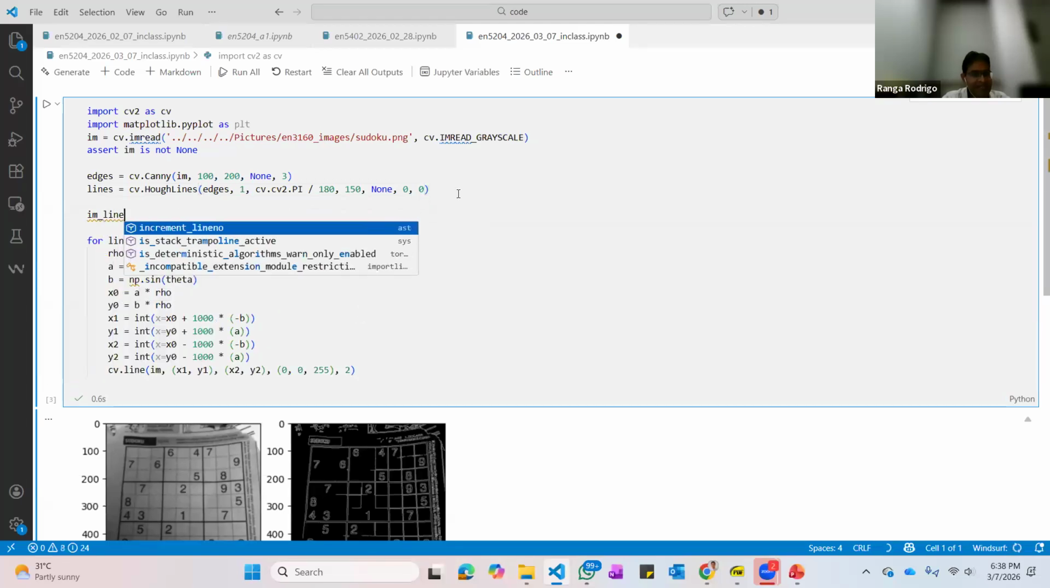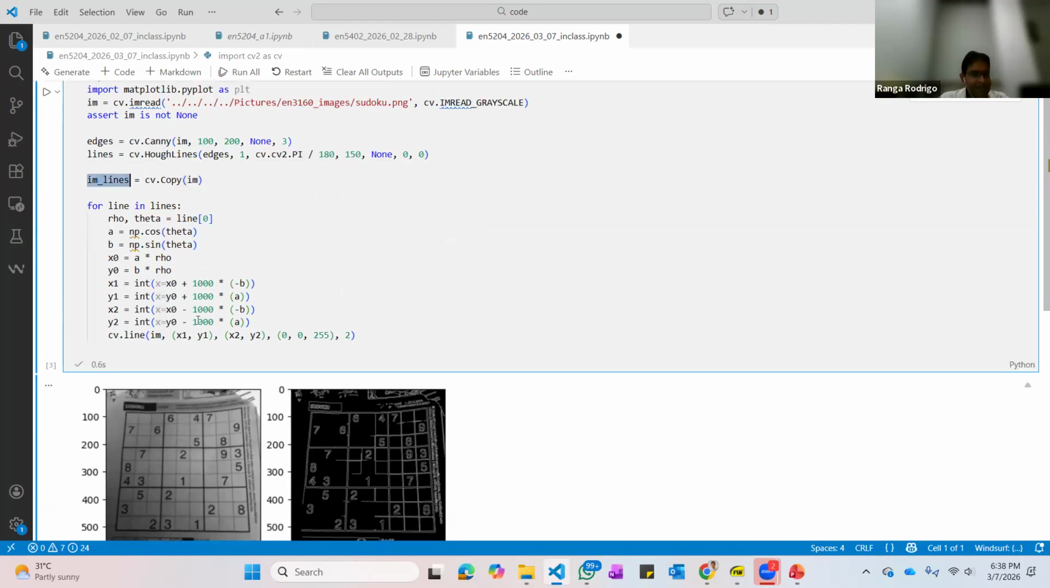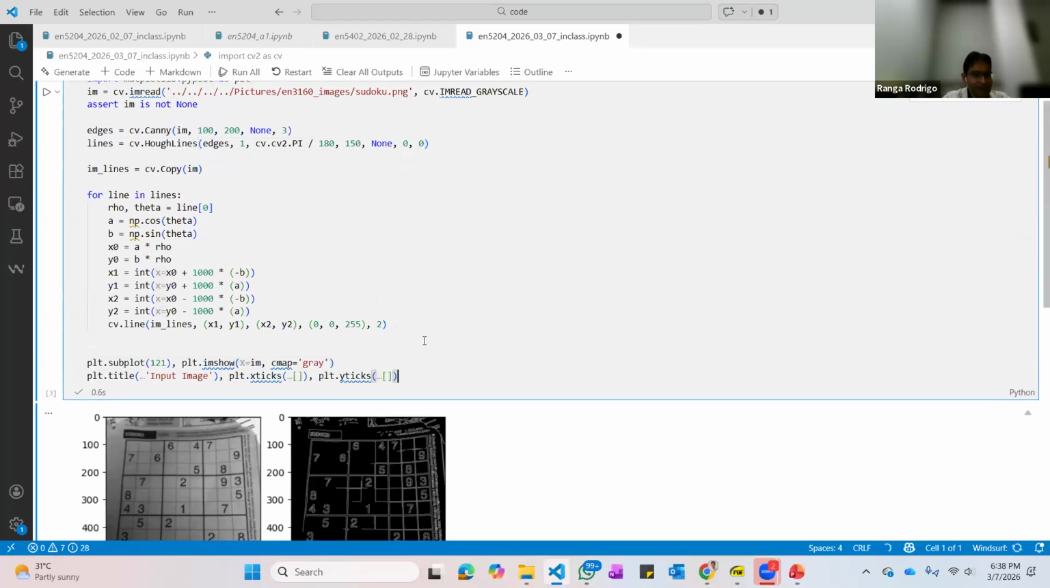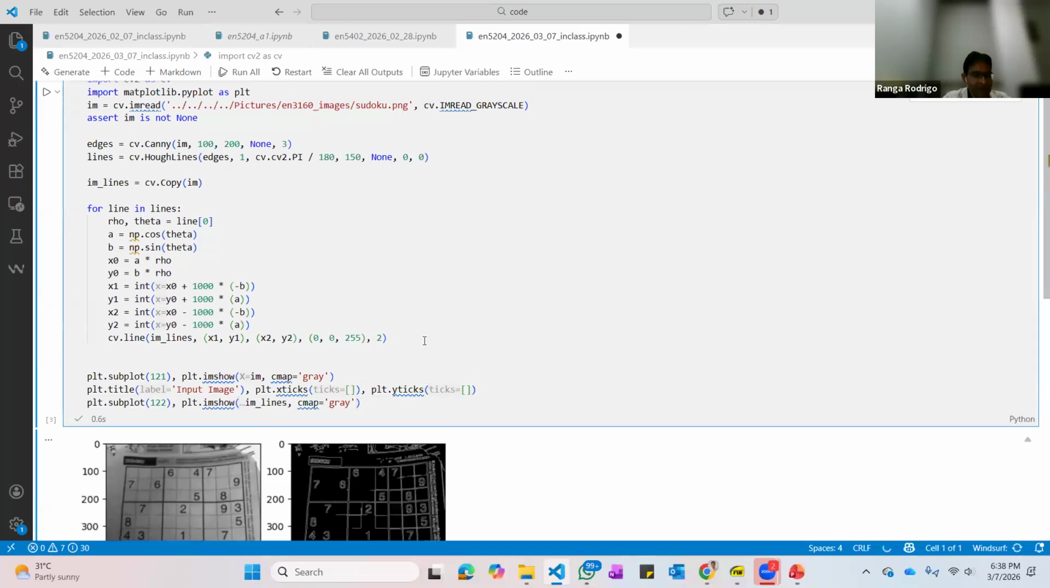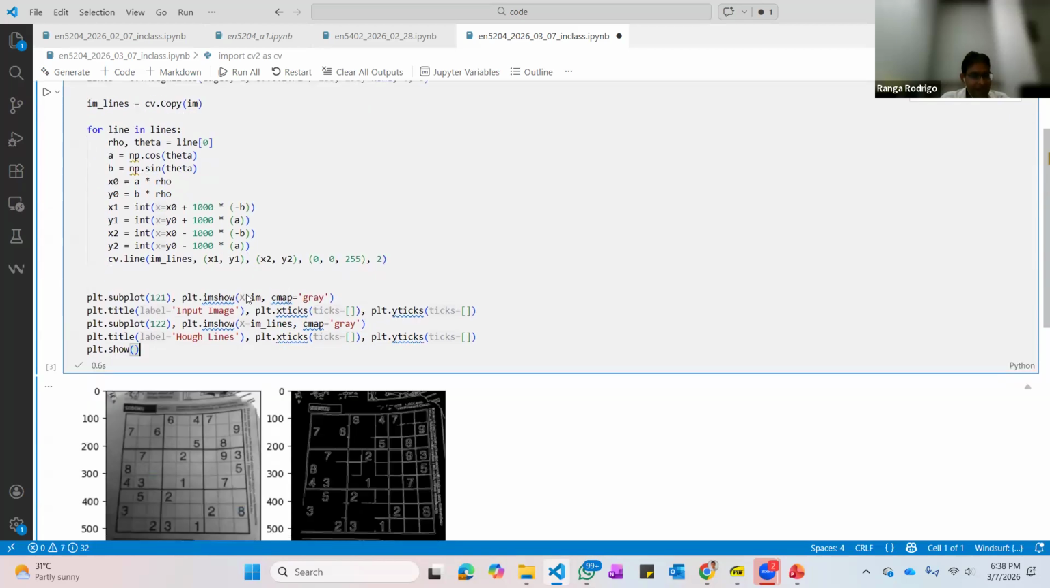In the line, we will copy. In that, we will plot the line. Okay. Then we can display that. I'm plotting Hough lines. Input image and the Hough lines. I want to plot the Canny edges also.